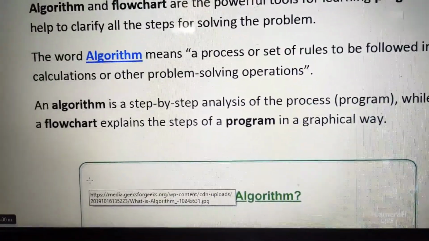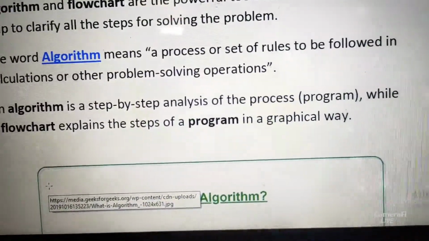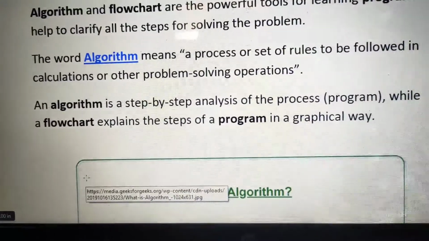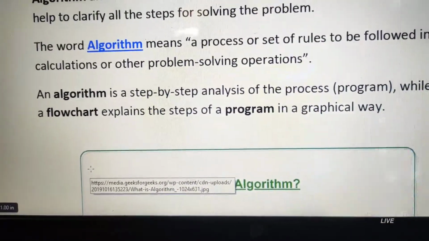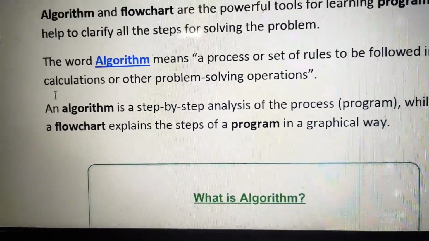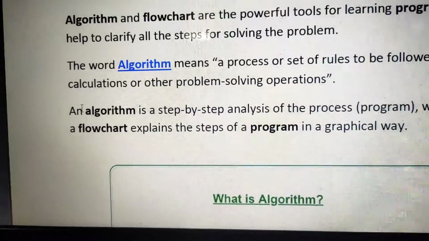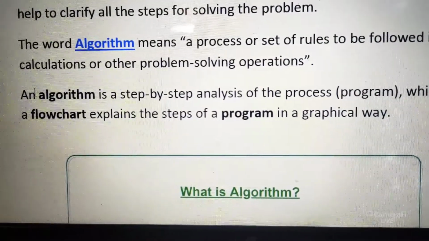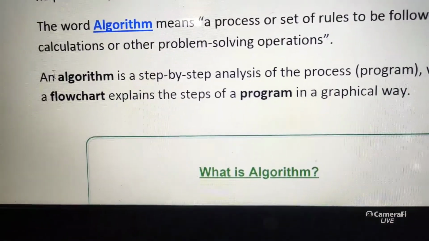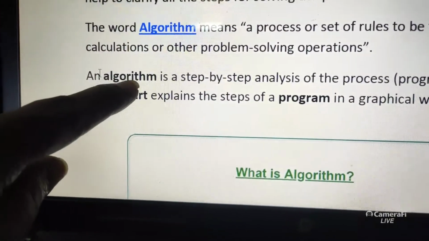According to computer science, an algorithm is a step-by-step analysis of the program or process, while a flowchart explains the steps of a program in a graphical way. Normally both are the same, but an algorithm will have step-by-step descriptions, and a flowchart will have the graphical way, with symbols everywhere.